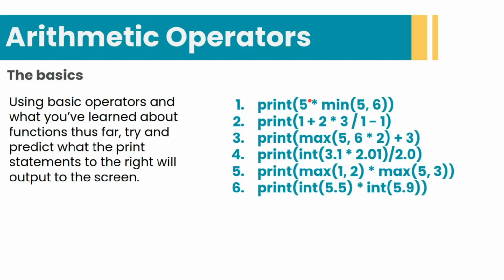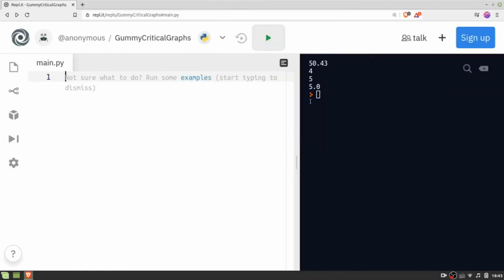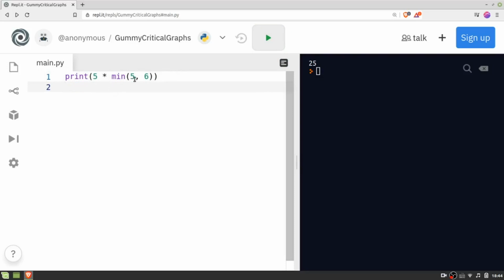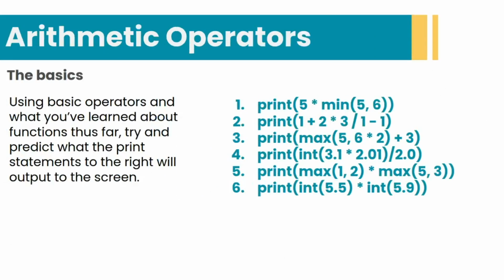So let's check if that is correct. Let's come back here and we're going to say print 5 times min 5 and 6. All right, good. Let me run that. And it gives me 25. So that works. We've got 5 times 5, works just fine. All right, let's pop back here.